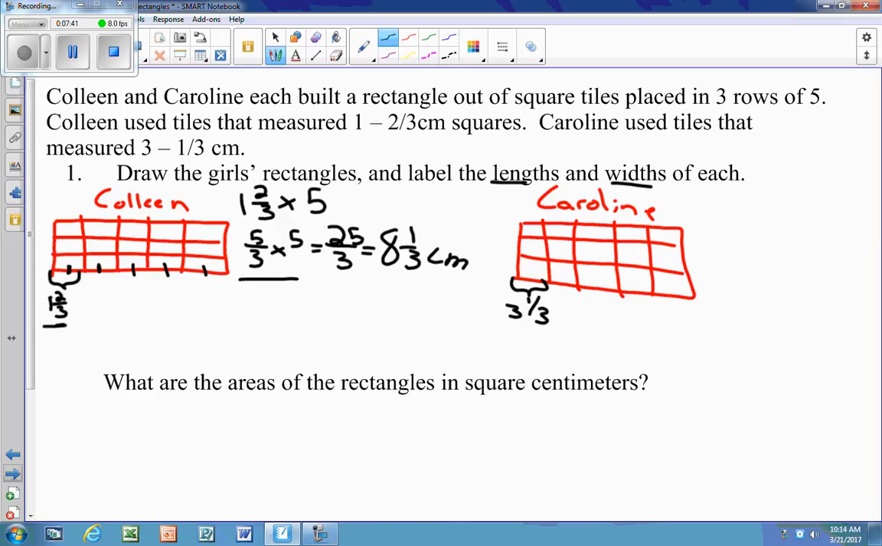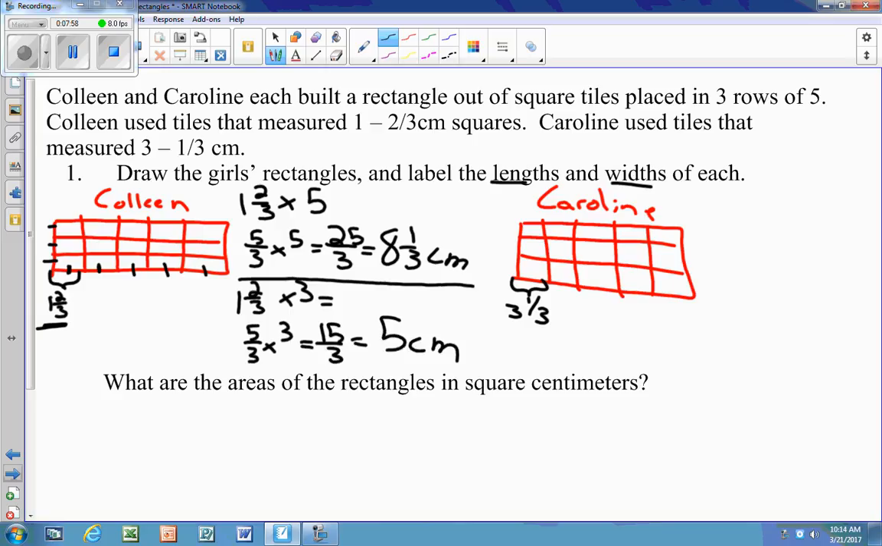Now I'm going to figure out the width. So once again, we're going to use 1 2/3. This time we're going to multiply it by 1, 2, 3. We're going to go to our improper fraction again. And we end up with 15 thirds, which is 5 centimeters. So we now have the length of Colleen's and the width of Colleen's.